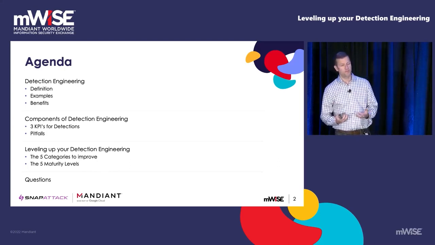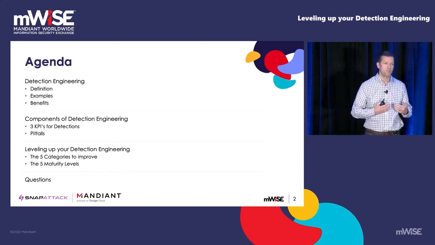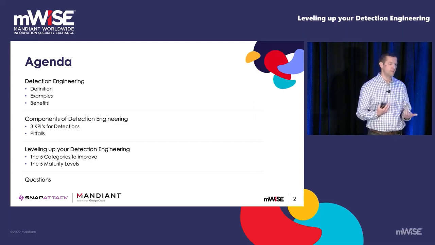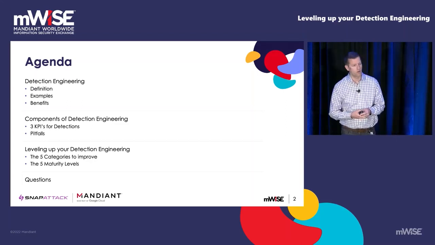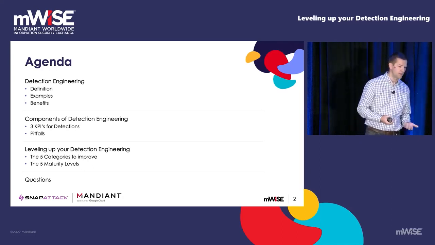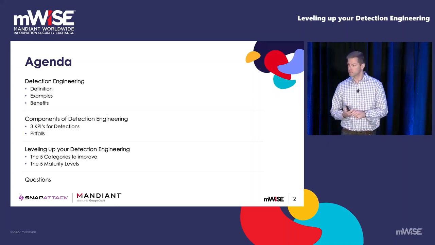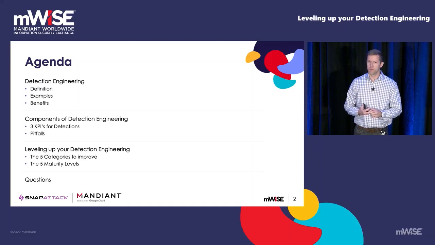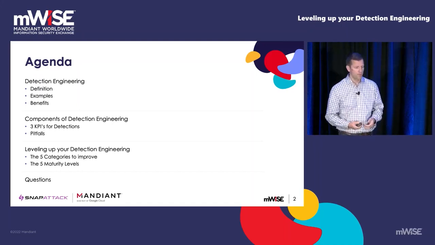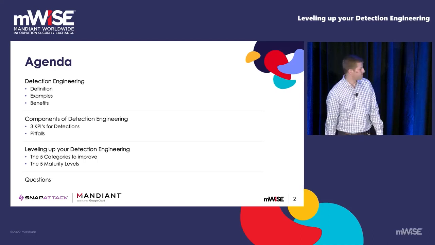Some of them were super painful. So we're hoping to impart some of that knowledge that we've had doing it the wrong way and share what we would call the 5 categories for improvement of your detection engineering process. We're also going to go over some KPIs of how to measure detections. Very, very important to know how to measure. You can't improve what you can't measure, so we're going to talk about that. And yeah, we're going to get into it.